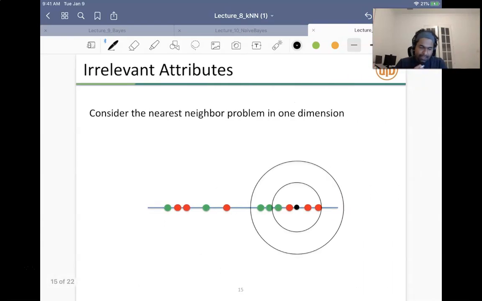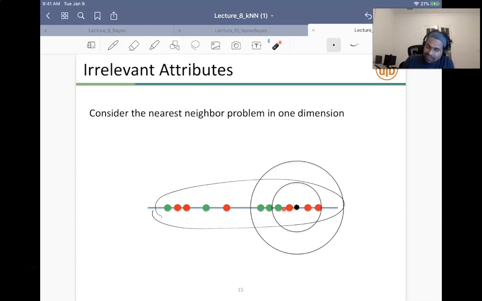Another issue with nearest neighbors is the problem of irrelevant attributes. What do I mean by irrelevant attributes? Imagine that this is a one-dimensional problem, and my data set looks like this. I have all of these points, and you can see that these points are kind of clustered together.